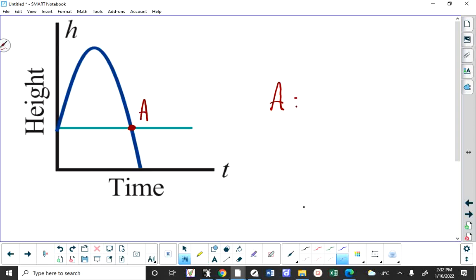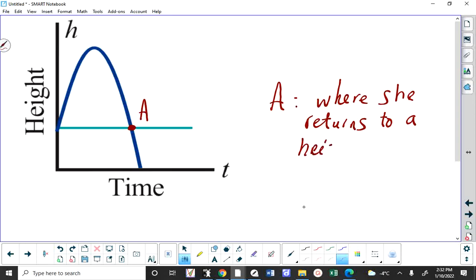She jumps off at an angle. So A is where she returns to a height of, we can actually be very specific here, 3 meters. There's another important point here, which I'm going to label as B, which is the y-intercept of the graph.